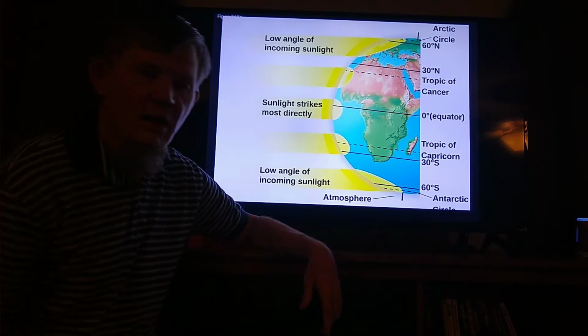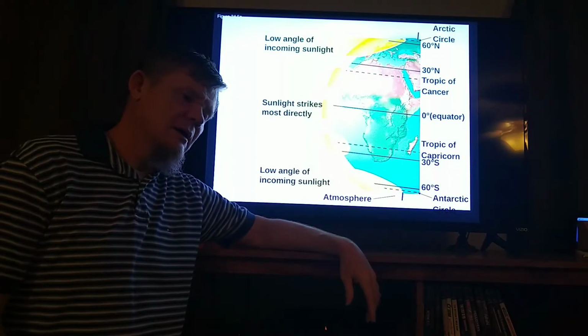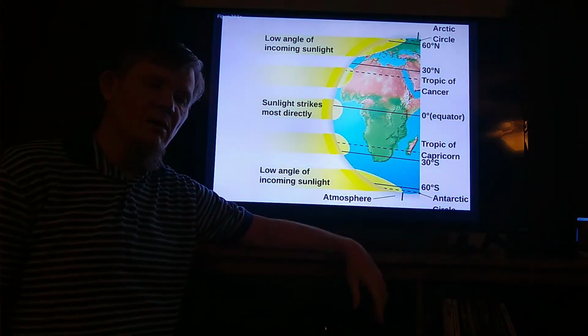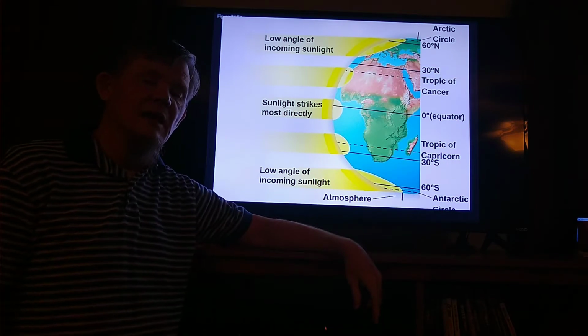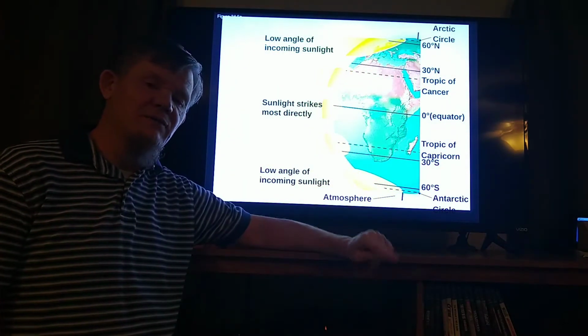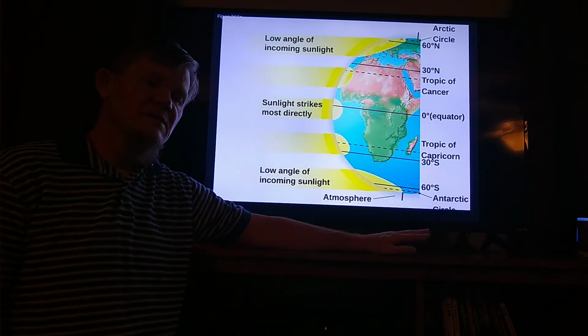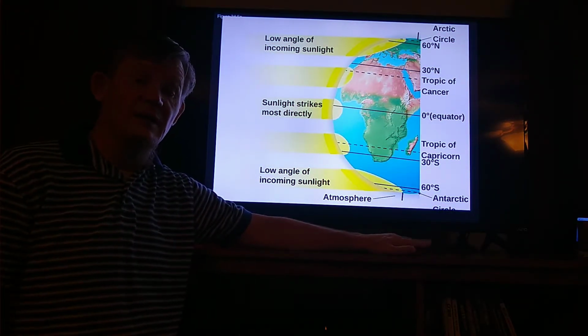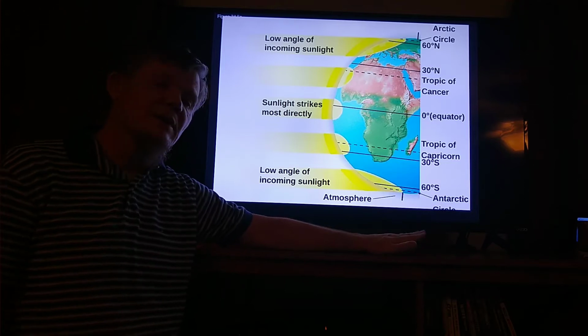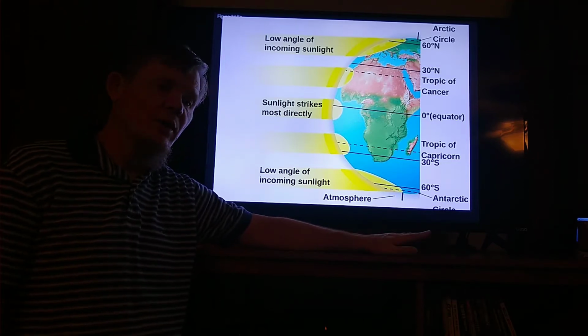If we talk about this thing called the biosphere, we talk about all the living things on the planet. What I want you to understand before we dive too far into this is that the amount of sunlight an area receives determines the kinds of plants we're going to find in an area, among other things, but the amount of sunlight it receives is important.